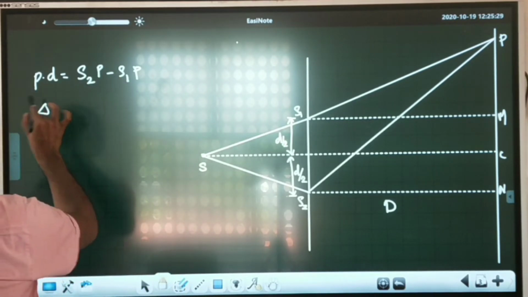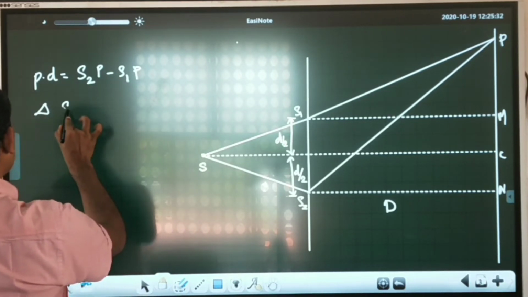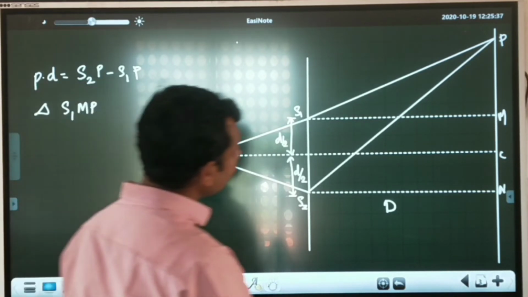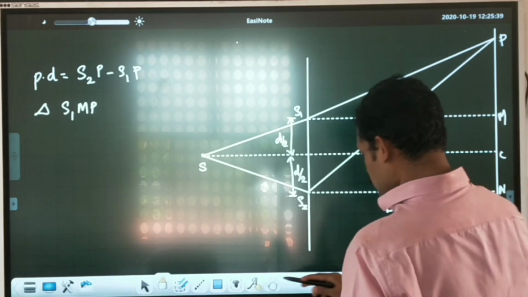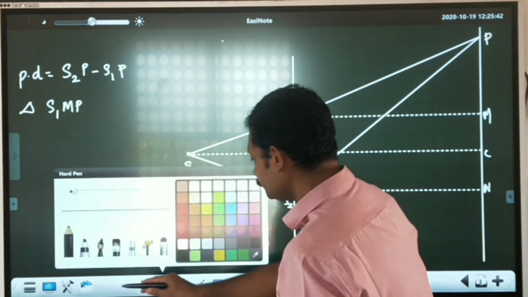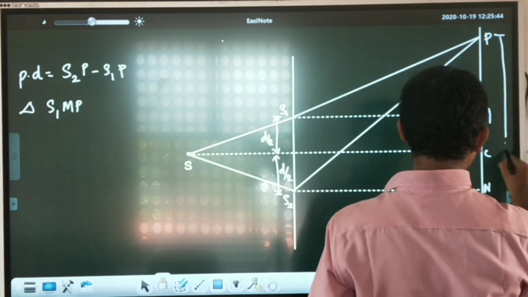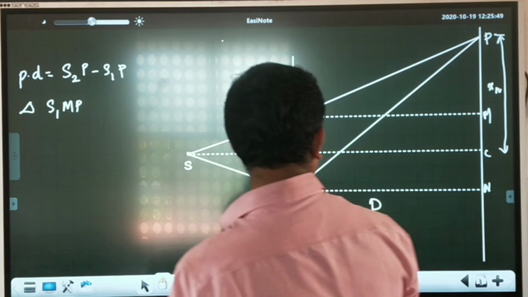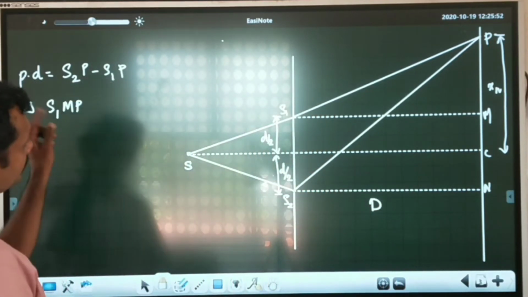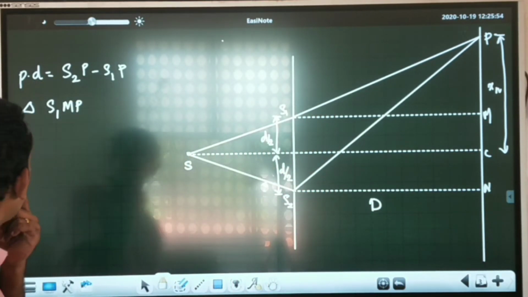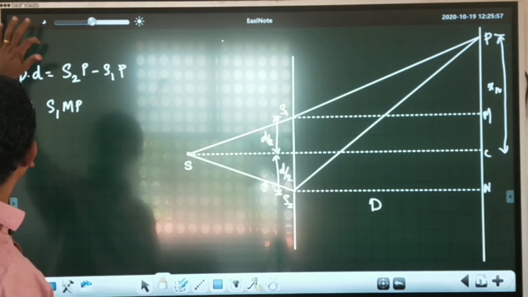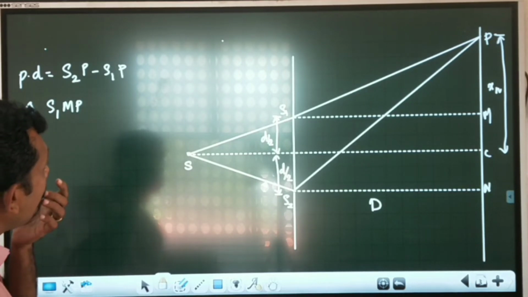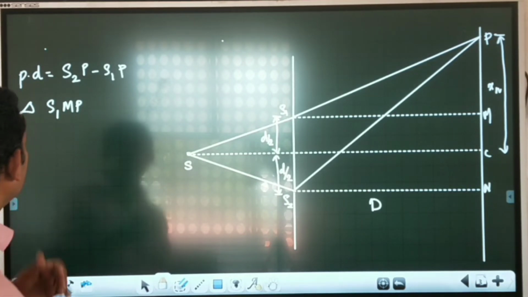Now what I'm going to do is take the triangle S1MP and apply Pythagoras theorem. Let me take this total distance from the center as xn. The distance of the nth band is what I mean here. So considering the triangle S1MP, we can apply Pythagoras theorem.